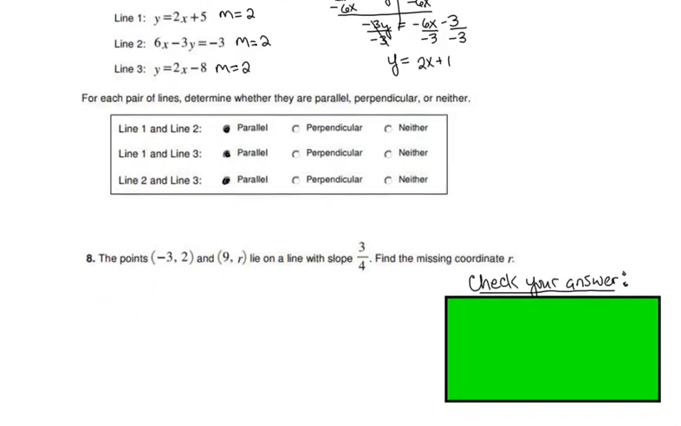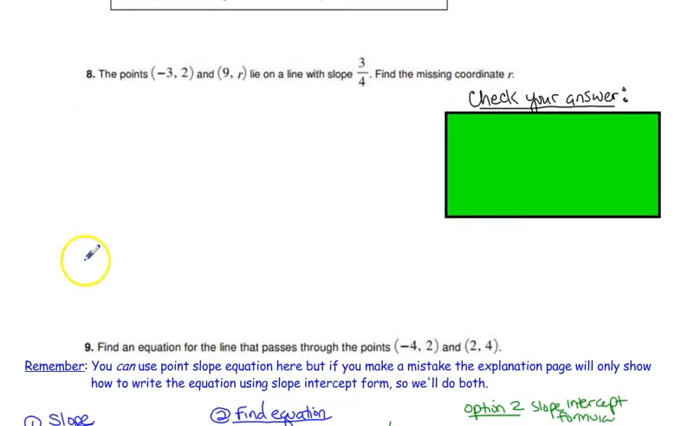Okay, number 8. These 2 points are on a line with that slope. Find the missing coordinate. So for number 8, we're going to use the slope formula to solve. So I'm going to subtract my y's, subtract my x's. You're free to go left to right or right to left. Me personally, I prefer going left to right just because that's how we read. I know a lot of people prefer going the other way though, so I will go the other way.